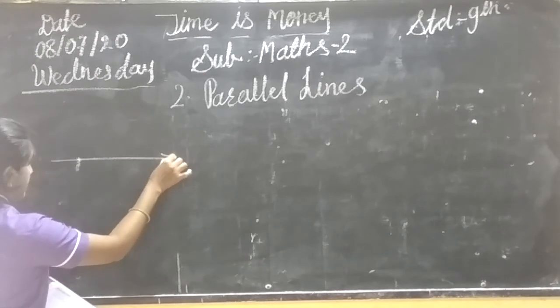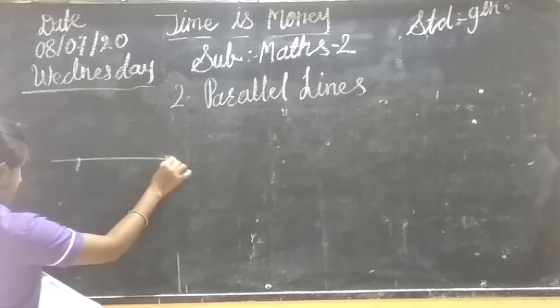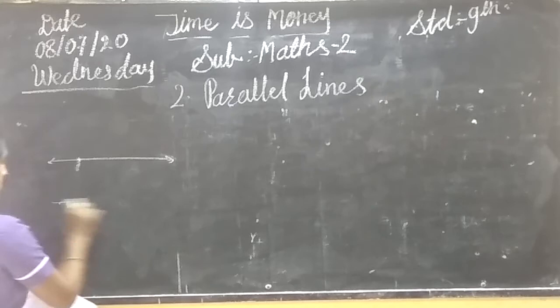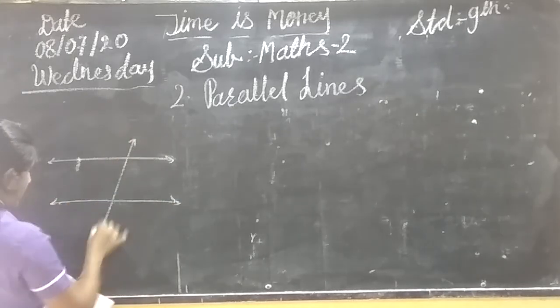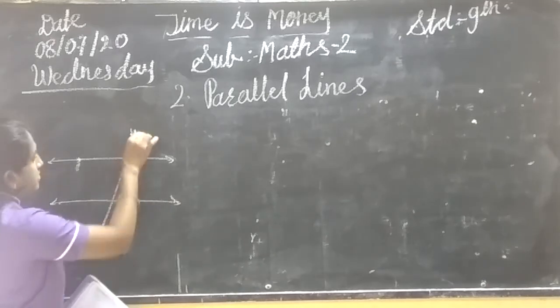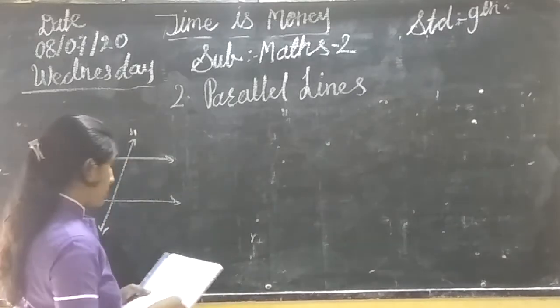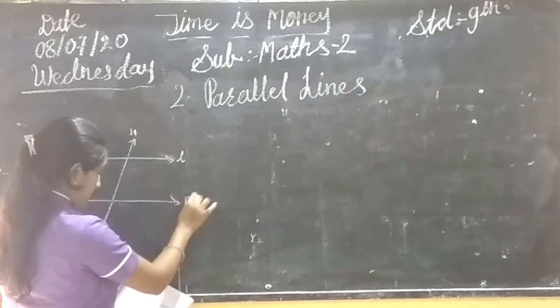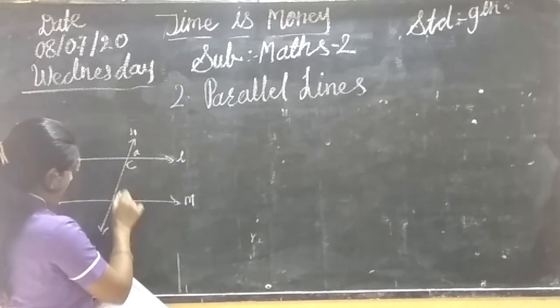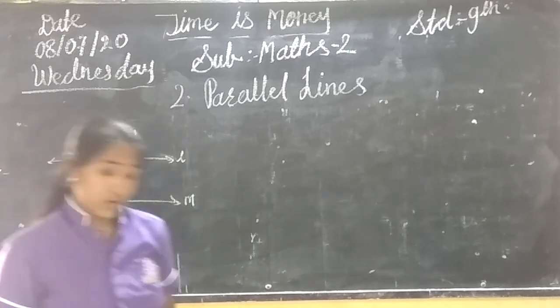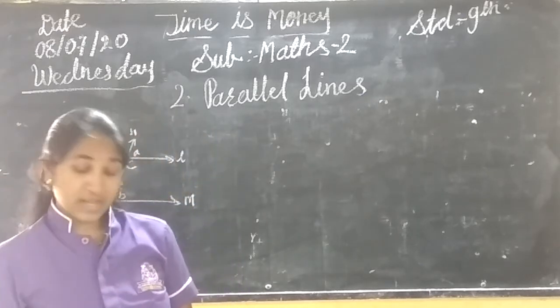See, there is the line, and one intersection line is there. We can give the names of these two lines as L and M. The angles are A, C and B. Okay. Now what is the theorem given?